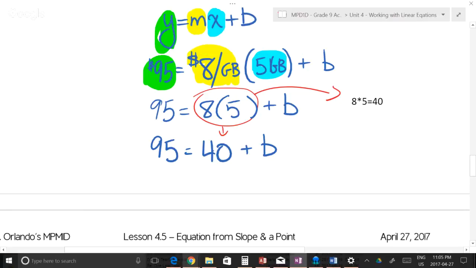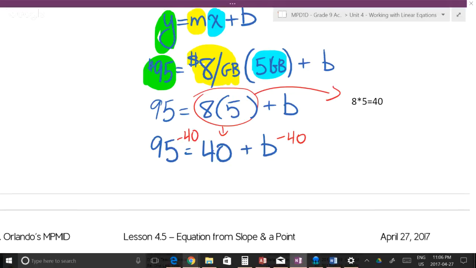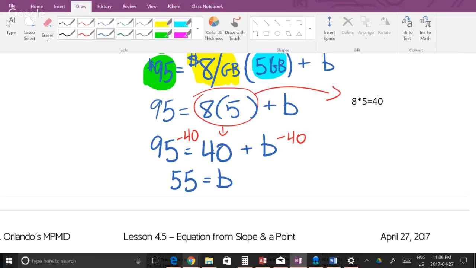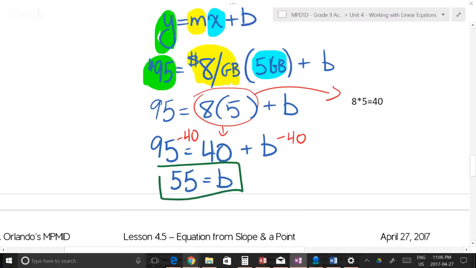Well, of course, Shayla is screaming, subtract 40 from both sides. And then she preemptively said 40 from both sides, not 95 from one of them. And that's very kind of her, because she's right. I probably would have made that mistake. So I subtract 40 here. I subtract 40 there. And that leaves me with, that's right, 55 equals b. And in this case, that actually is the answer.